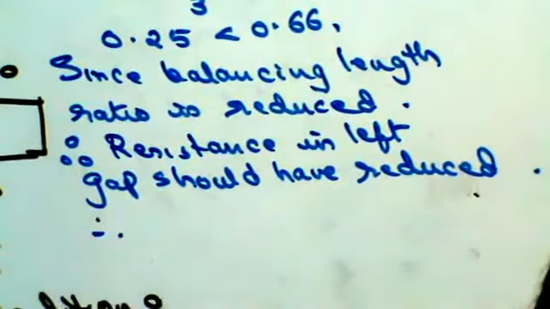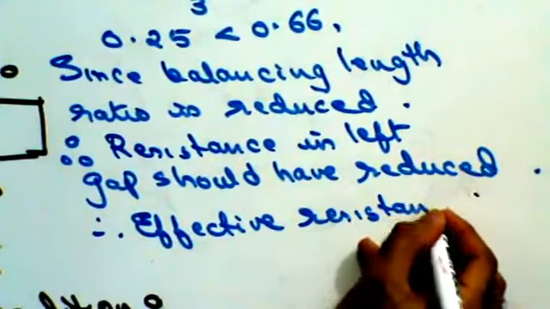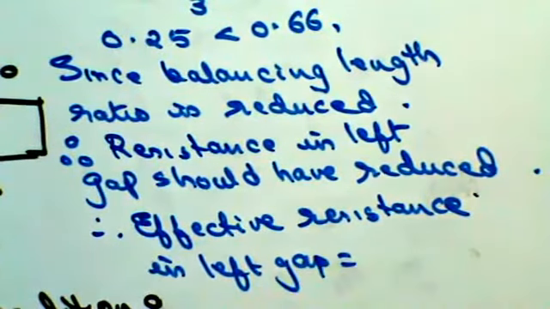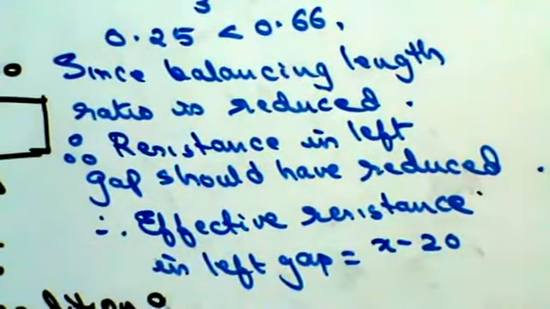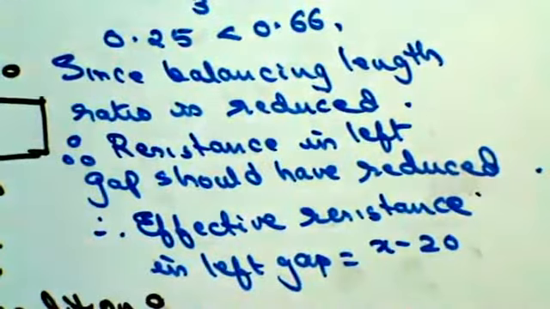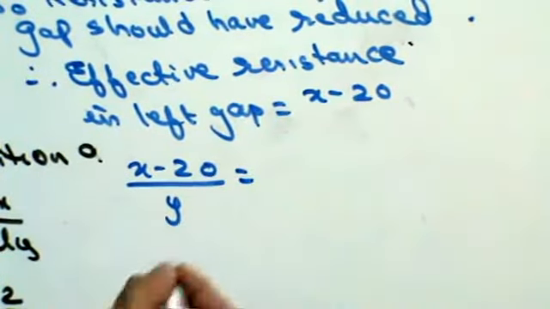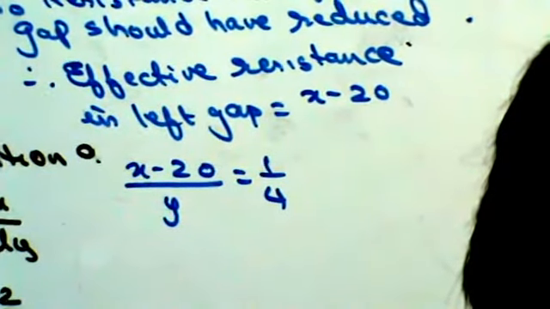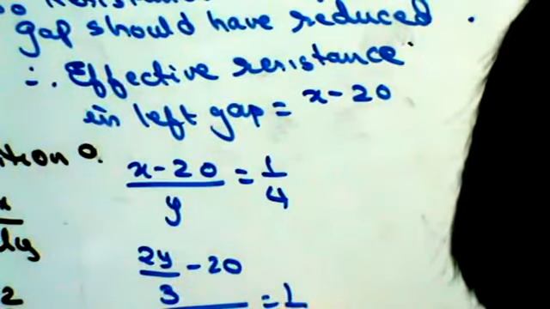Therefore, I can say that the effective resistance in the left gap is going to be, the old value was X, it has been reduced, so it must have been reduced by 20 ohms. That's how I come to know that the new value in the left gap is X minus 20. Then X minus 20 upon Y is 1/4, the new balancing ratio. I know the value of X, it is 2Y upon 3. So I can say 2Y upon 3 minus 20 upon Y is 1/4.